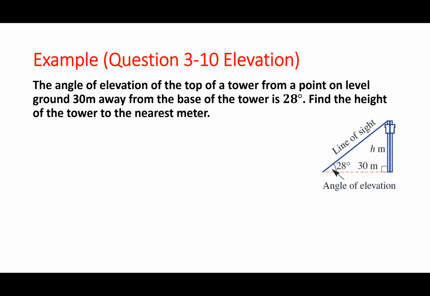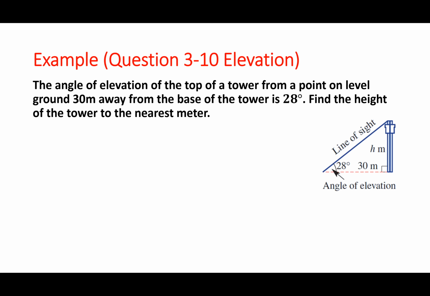So the angle of elevation of the top of a tower from a point on level ground 30 meters away from the base of a tower is 28 degrees. And all of that is mentioned in here. So the angle of elevation is 28 degrees, from the bottom to the top. 30 meters away, so the distance from the base is 30 meters. Find the height, h, of the tower. Okay, so what we're going to do is find, well, what's this height equal to?